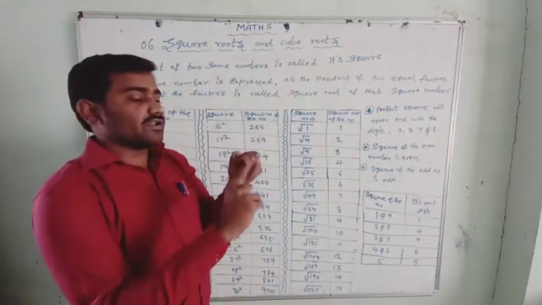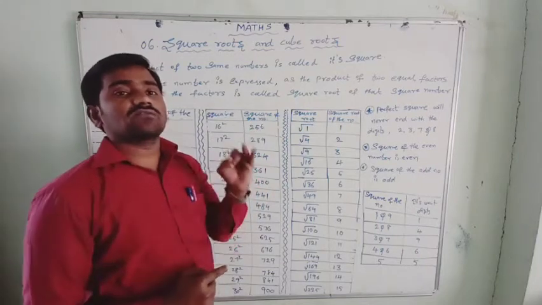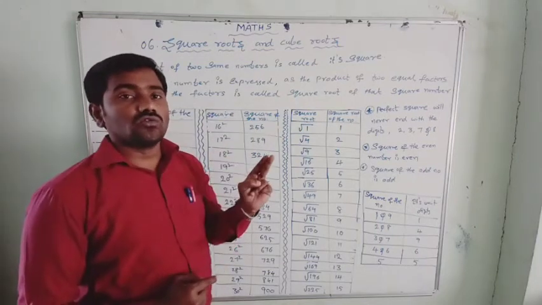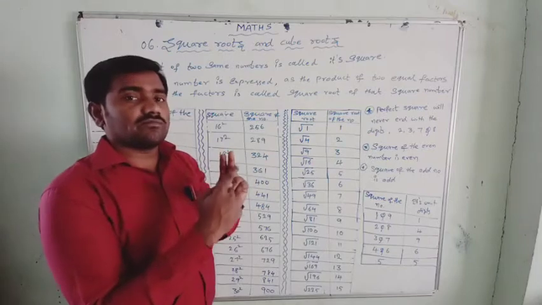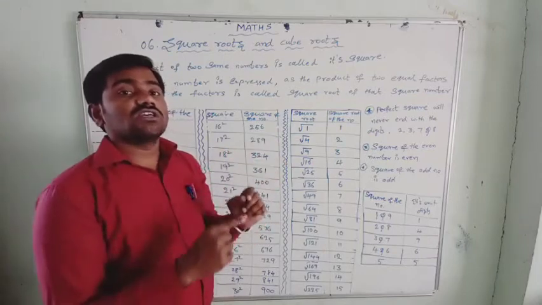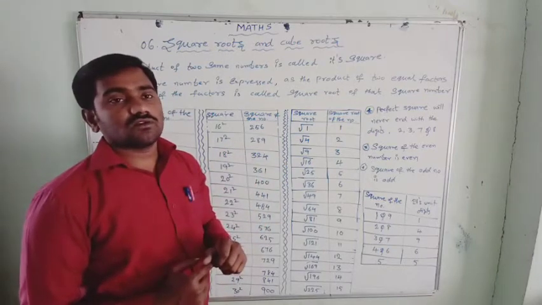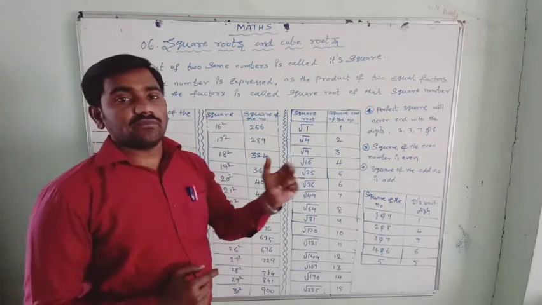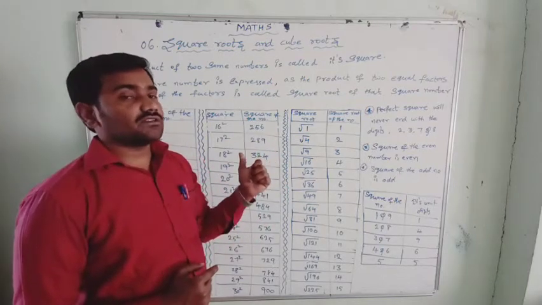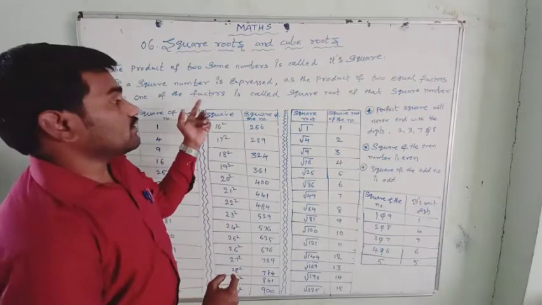Suppose 1 into 1 equals 1, so 1 square is 1. 2 into 2, the product of two same numbers, is 4, so 4 is the square of 2. 3 into 3 is 9, so 9 is the square of 3. So what is the meaning of a square root? That I will tell you.